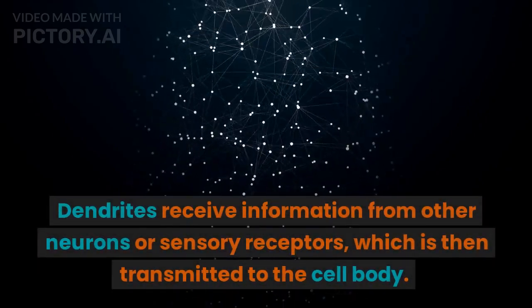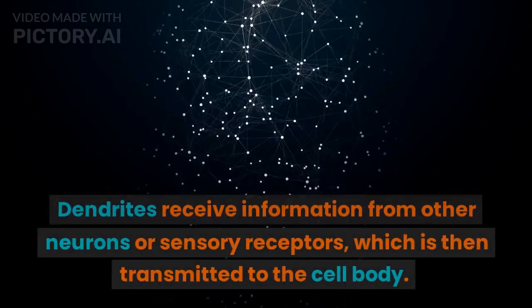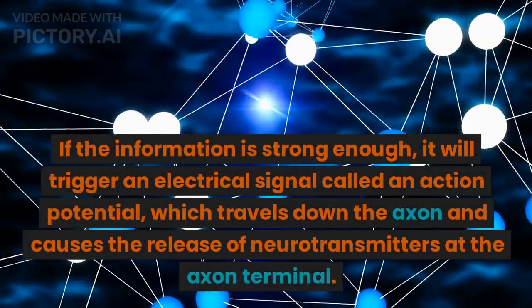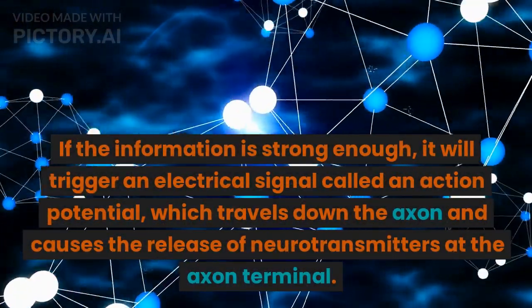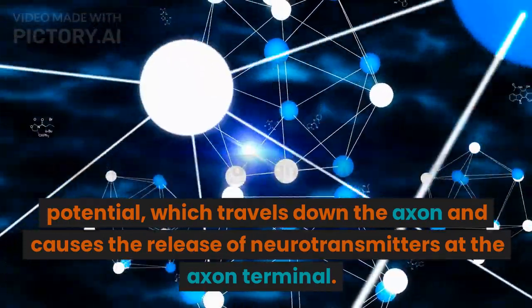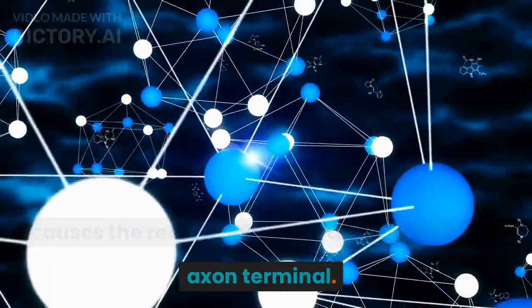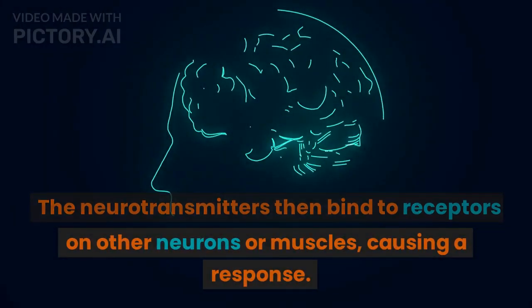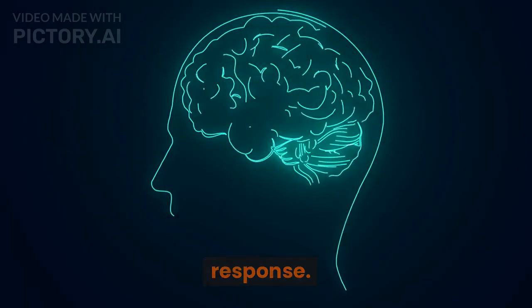Dendrites receive information from other neurons or sensory receptors, which is then transmitted to the cell body. If the information is strong enough, it will trigger an electrical signal called an action potential, which travels down the axon and causes the release of neurotransmitters at the axon terminal. The neurotransmitters then bind to receptors on other neurons or muscles, causing a response.